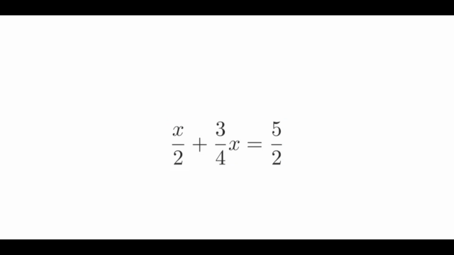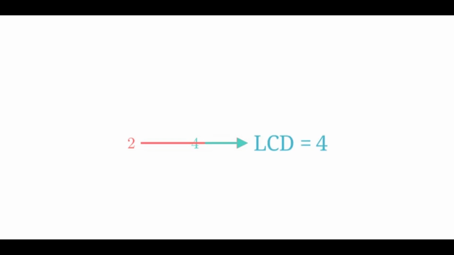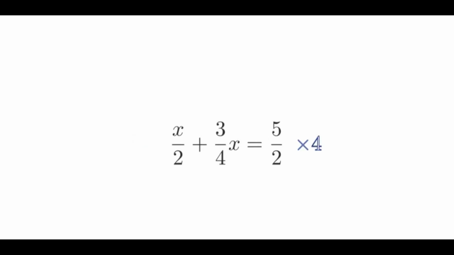Notice the fractions? Our goal is to get rid of them. The secret weapon? The lowest common denominator, or LCD. Think of it as the smallest common ground for all the denominators. For 2 and 4, that's 4. Now, we multiply every single term in our equation by this LCD. This is crucial. It clears all the fractions.